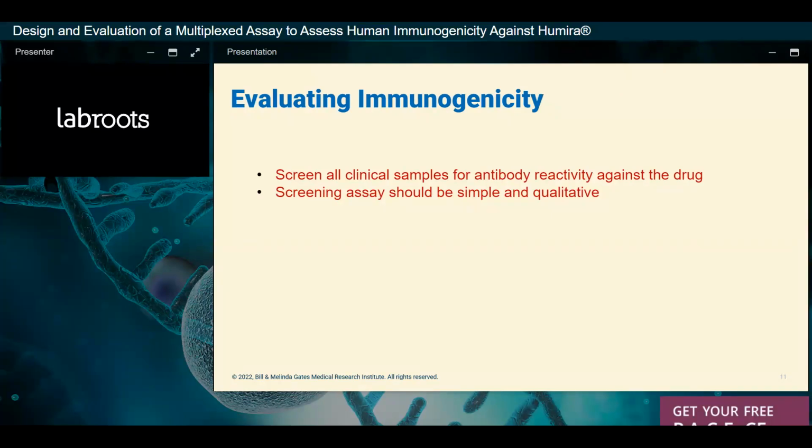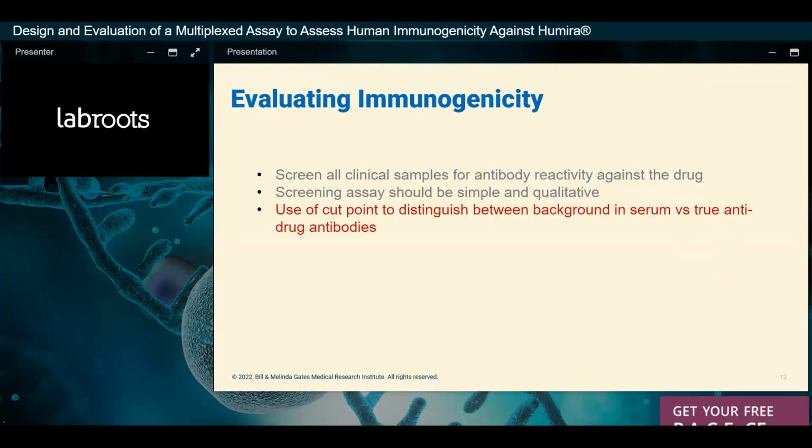So the way that this works, if you want to evaluate immunogenicity in your clinical population, you have to screen all of your patients and all of the samples for the presence of these antibodies that might be reactive to the drug. And this is referred to as a screening assay. These assays need to be simple in concept and they need to be qualitative. So they need to be able to detect the presence of these anti-drug antibodies.